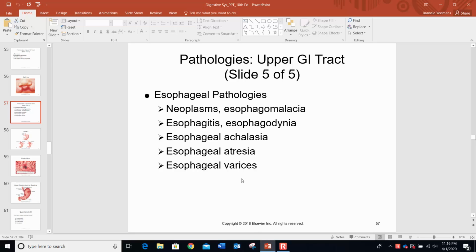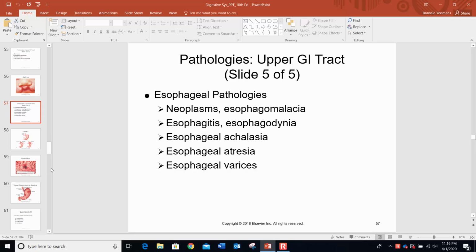Alright, so this is the next portion. I believe we are on section 3 or 4 of the digestive tract at this point. We are going to talk about pathologies of the upper digestive tract, and notice that we put GI in here. That stands for gastrointestinal, and I commonly refer to this particular system as the GI system or GI tract.